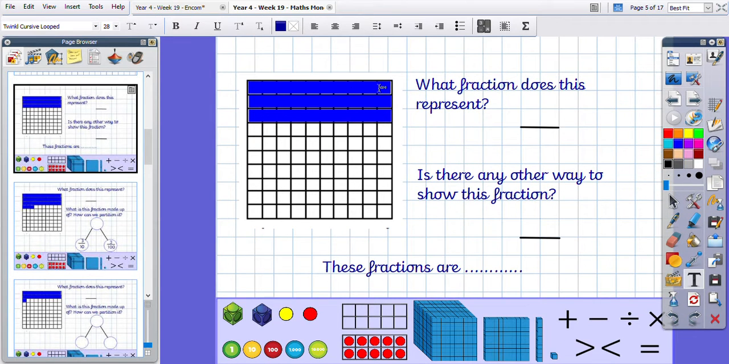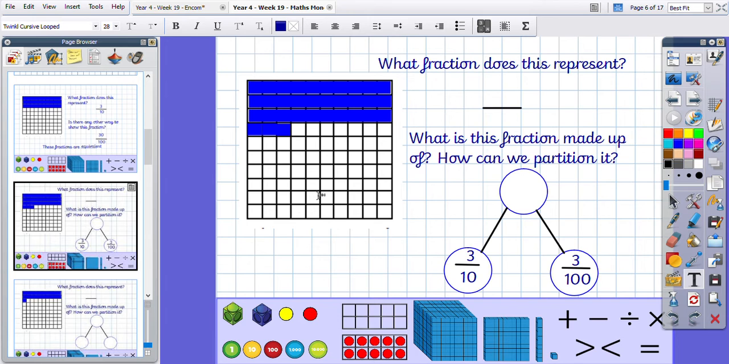So we know that each row is 1/10 of the whole shape, and we have 3 rows shaded. So the fraction shown is 3/10. But we also know that each single square is 100th of a whole shape. So we're also showing 30 hundredths, because 30 squares are shaded. And these fractions are equivalent. So we know this equivalent means equal.